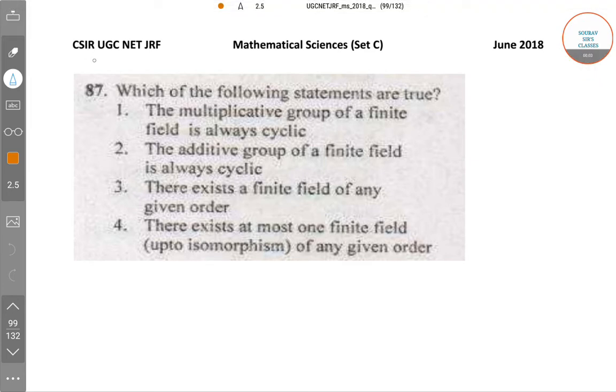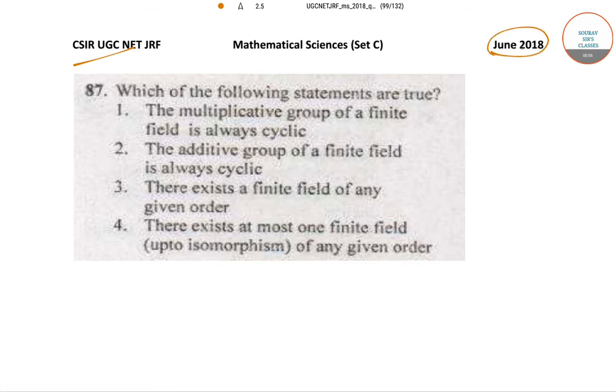Today we'll be solving the CSIR UGC NET questions from the June 2018 paper. We'll be solving the set C of the mathematical sciences paper. So let's start off with question number 87.